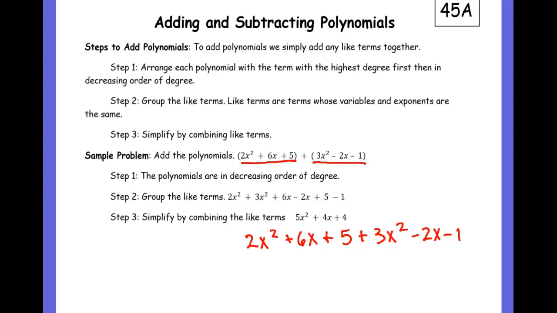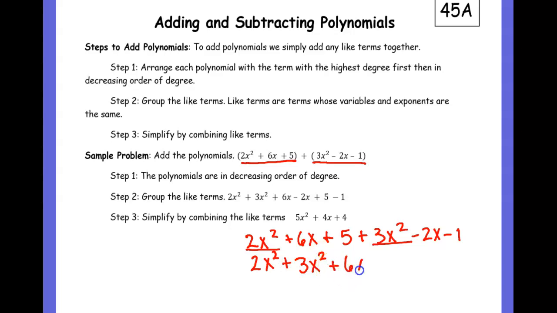I like to start at the highest degree, which is the highest exponent here. Each term has an exponent. In this case, 2x to the second power is the highest degree. So we're going to start and group them. I'm going to take 2x squared and the 3x squared, and add those together. Okay, then I'm going to go in decreasing order.